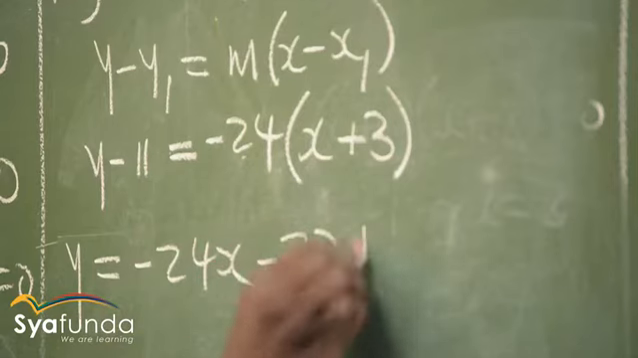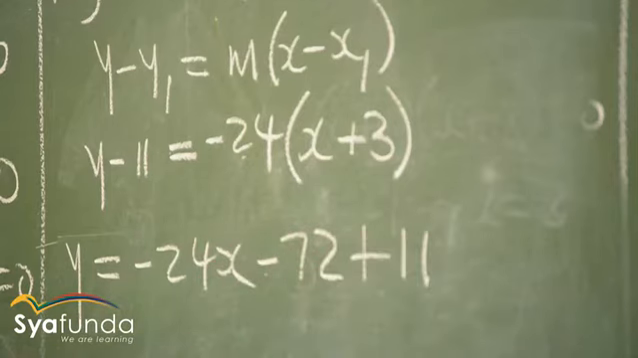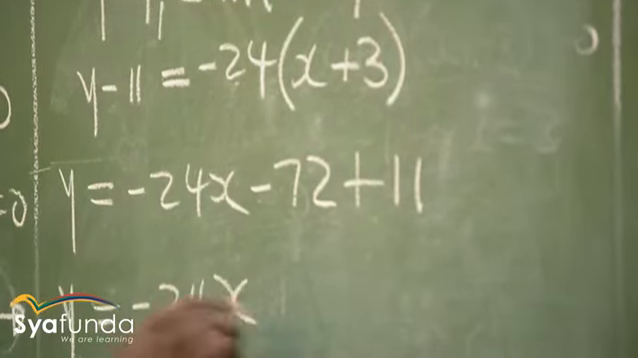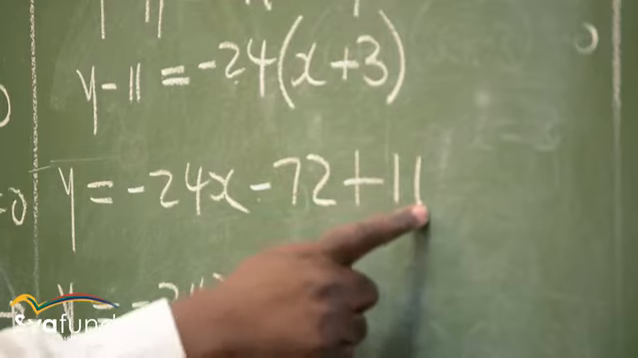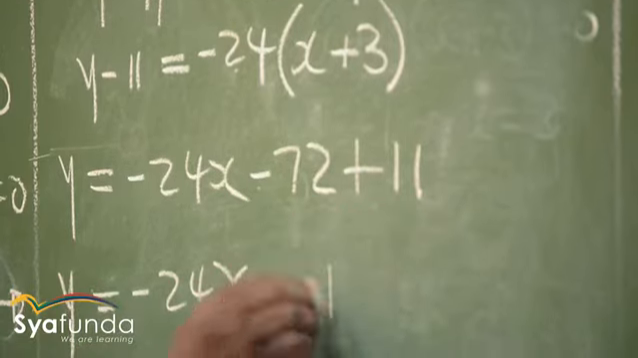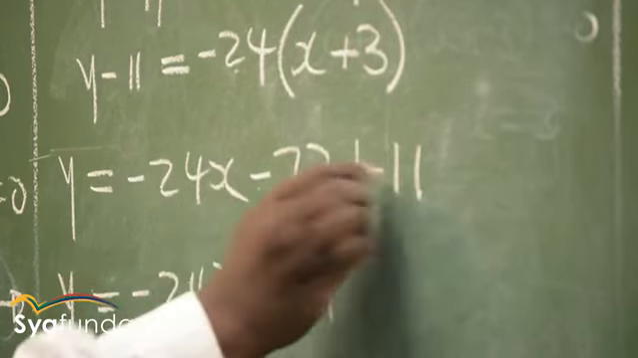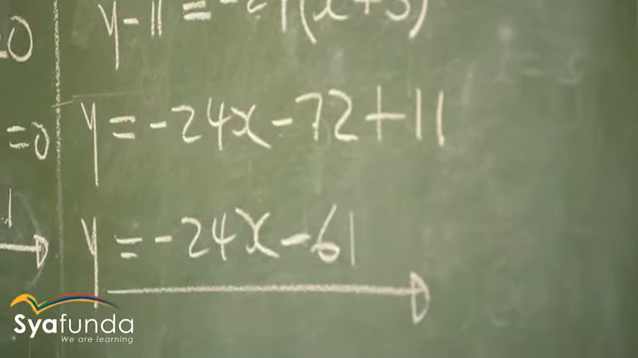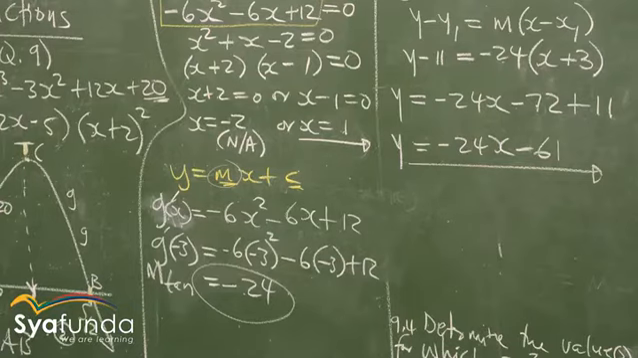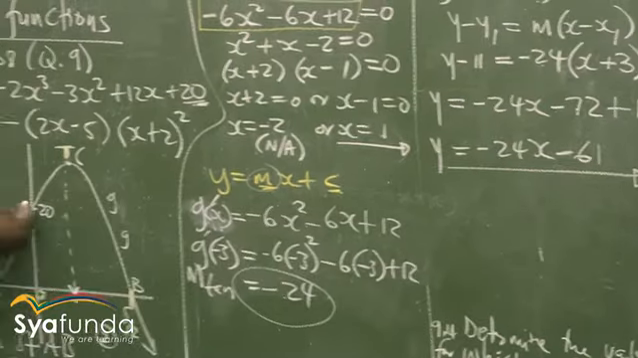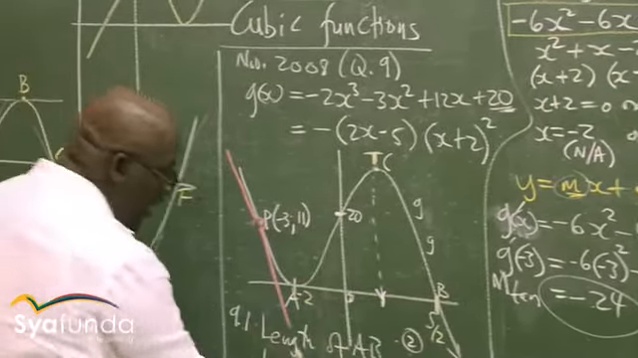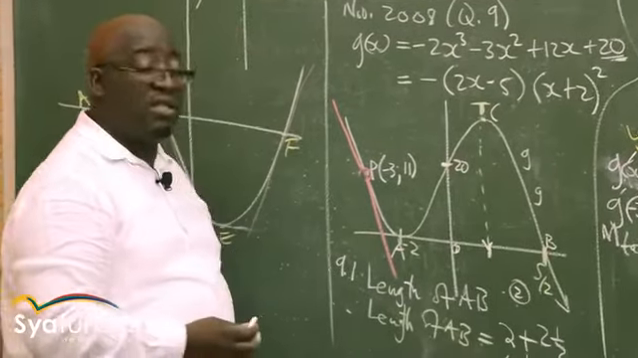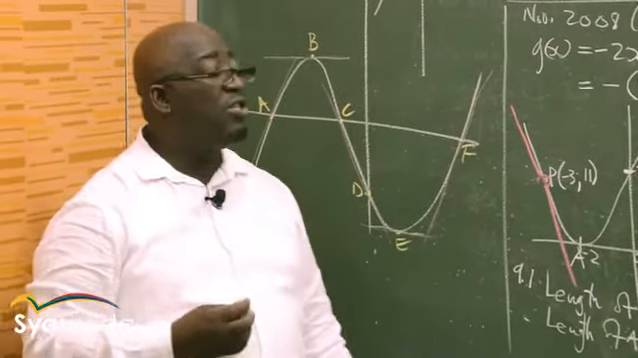Minus 72 plus 11. What do we have at the end? Y is equal to minus 24x, 11 minus 72, it is minus 61. So it's minus 24x minus 61. This is the equation of a tangent. What is this saying to us? If this is 20, so another 20 will be somewhere here, it will cut it down there at minus 61. That is what we call the equation of the tangent.